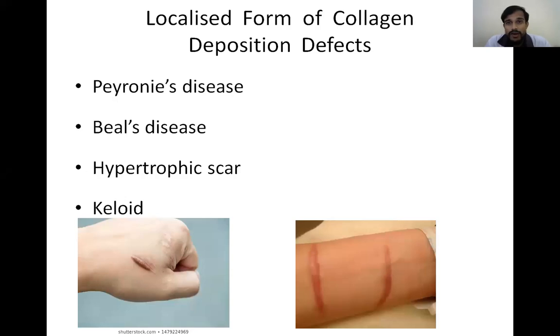The localized forms of collagen deposition defects are Peyronie's disease, Bale's disease, hypertrophic scar, and keloid. Here you can see the pictures of keloid and hypertrophic scar. This is a keloid and this is a hypertrophic scar, which are due to the collagen defect.